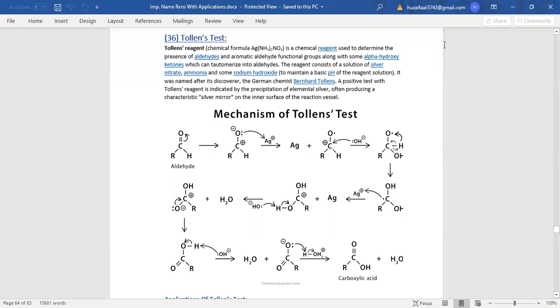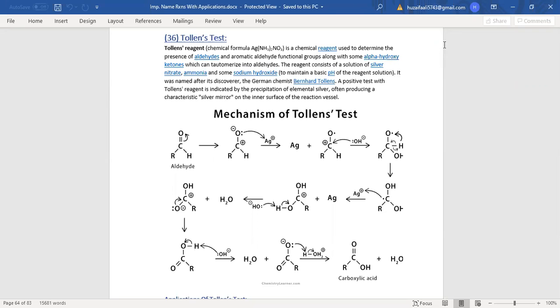Tollen's test. Tollen's reagent is a chemical reagent used to determine the presence of aldehydes and aromatic aldehyde functional groups, along with some alpha-hydroxy ketones which can tautomerize into aldehydes. The reagent consists of a solution of silver nitrate, ammonia, and some sodium hydroxide. It was named after its discoverer, the German chemist Bernhard Tollen.